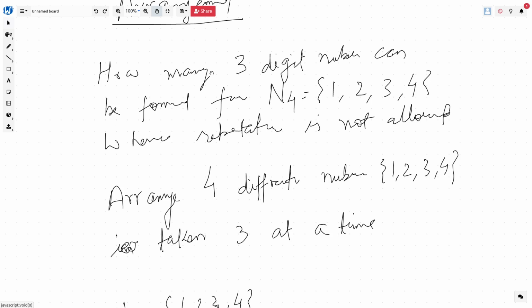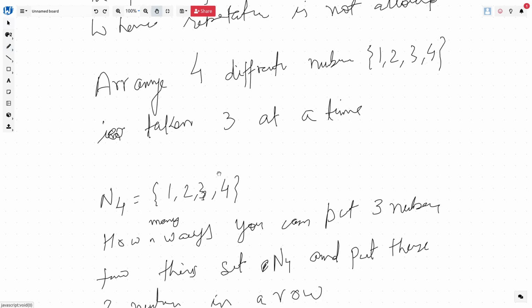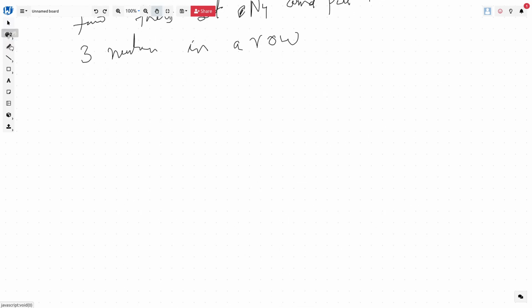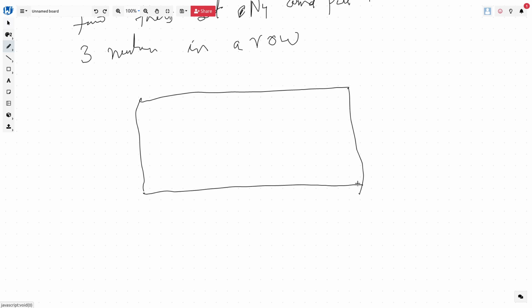So let's see how we are going to approach this. Let's take the case where we arrange 4 different numbers, 1, 2, 3, 4, taken 3 at a time, or how many 3-digit numbers can be formed from N4, which is 1, 2, 3, 4, where repetition is not allowed. Let's try to enumerate all of this. We will form all the 3-digit numbers from 1, 2, 3, 4 such that repetition is not allowed. When I say repetition is not allowed, it means we cannot put 1, 1, 2 or 1, 1, 3 or something like that, where numbers are repeated.